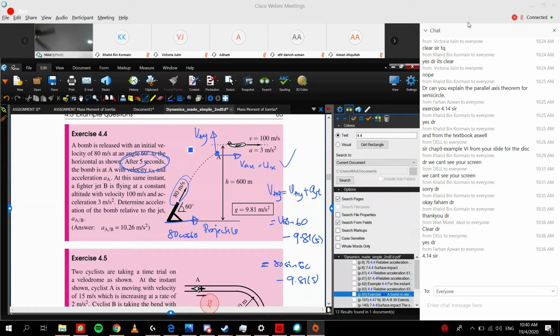Then you also need to find your acceleration at A, A_A. So A_A is quite straightforward. A_AX equals 0. A_AY is equal to g.